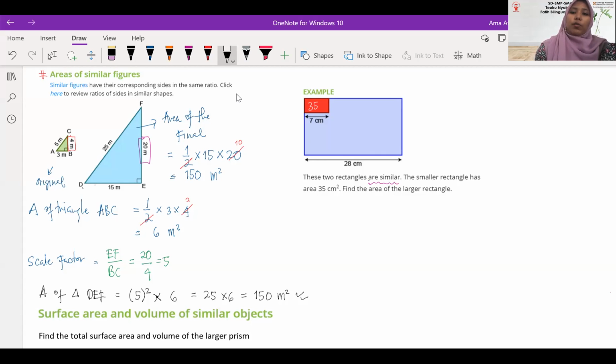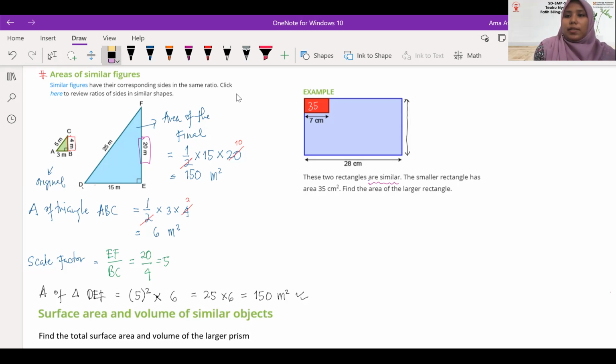So how can we find the area of the larger rectangle? If you are using the formula, you need the length of this side, isn't it? But it is not given. Because it is not given, I believe the easiest way to do this is using the scale factor because they are similar. So let's take a look at the scale factor.